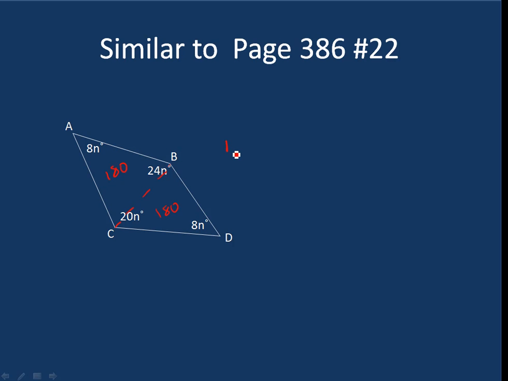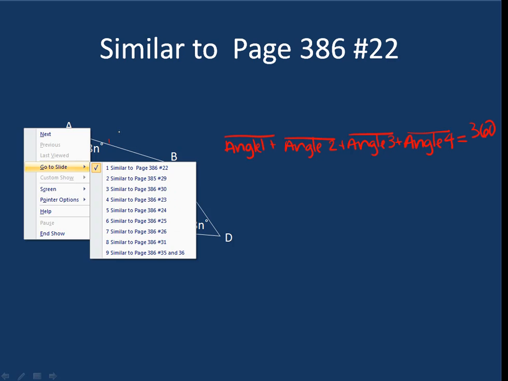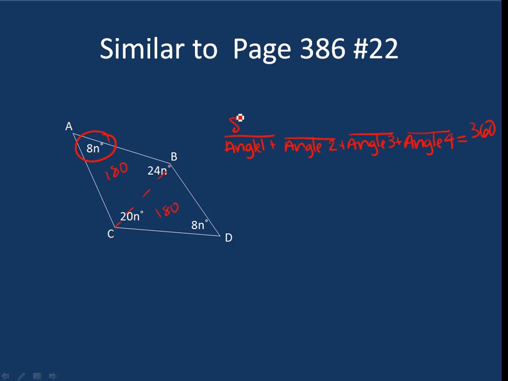So for example, you just fill in the blanks. So the first angle is going to be 8n. Second angle is 24n. The third angle is 8n again. And the fourth angle is 20n.